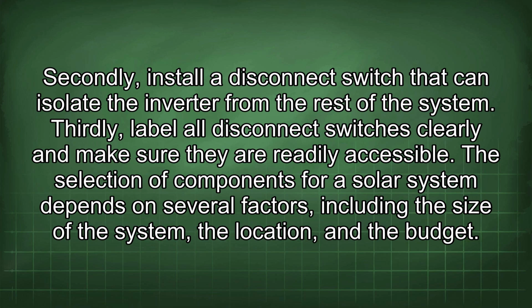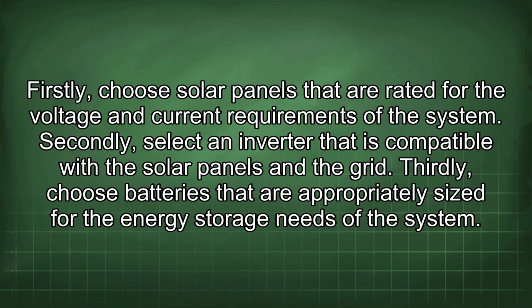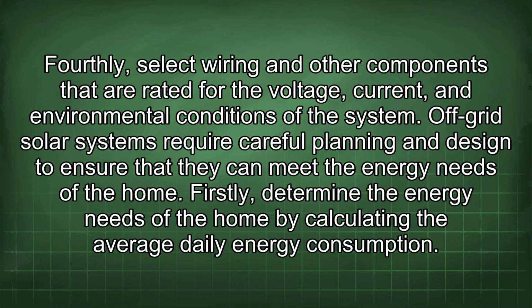The selection of components for a solar system depends on several factors, including the size of the system, the location, and the budget. Firstly, choose solar panels that are rated for the voltage and current requirements of the system. Secondly, select an inverter that is compatible with the solar panels and the grid. Thirdly, choose batteries that are appropriately sized for the energy storage needs of the system. Fourthly, select wiring and other components that are rated for the voltage, current, and environmental conditions of the system.